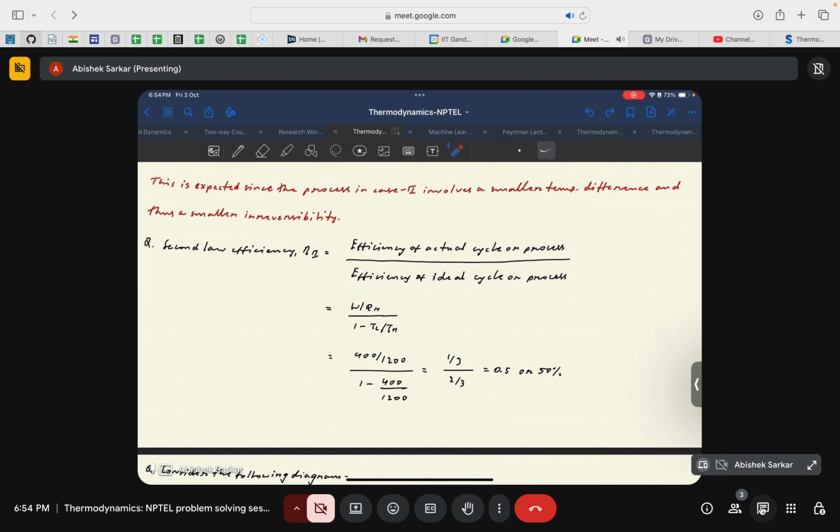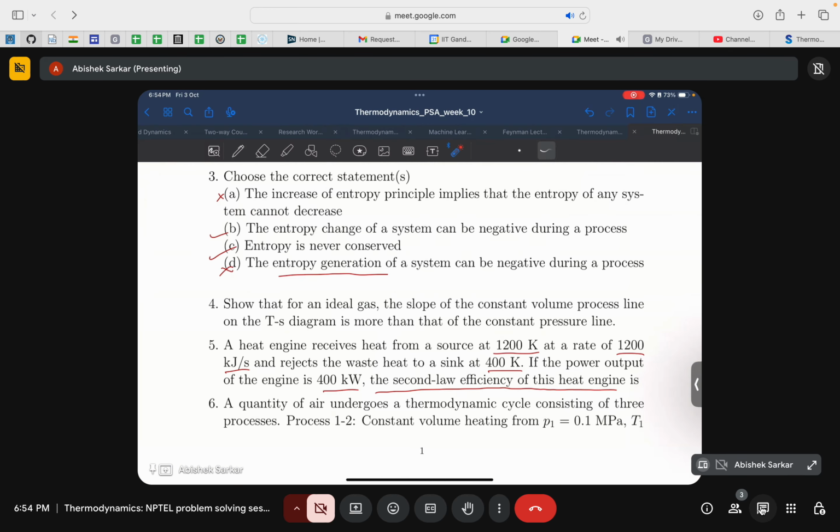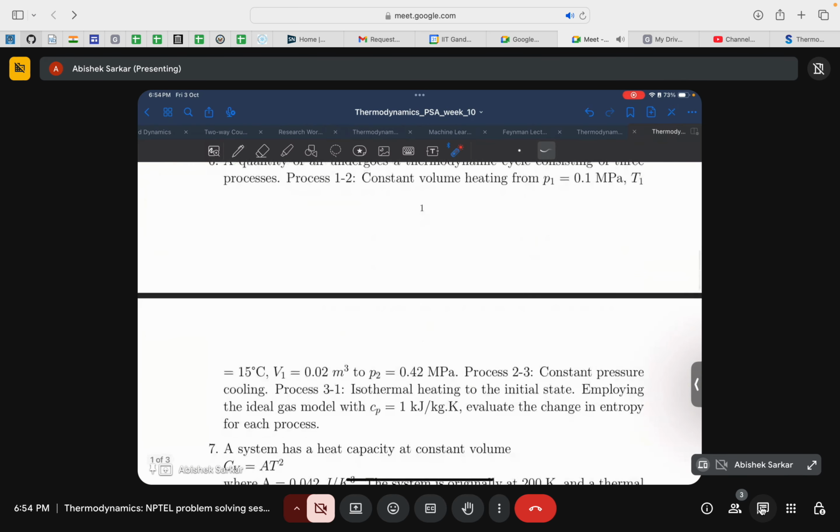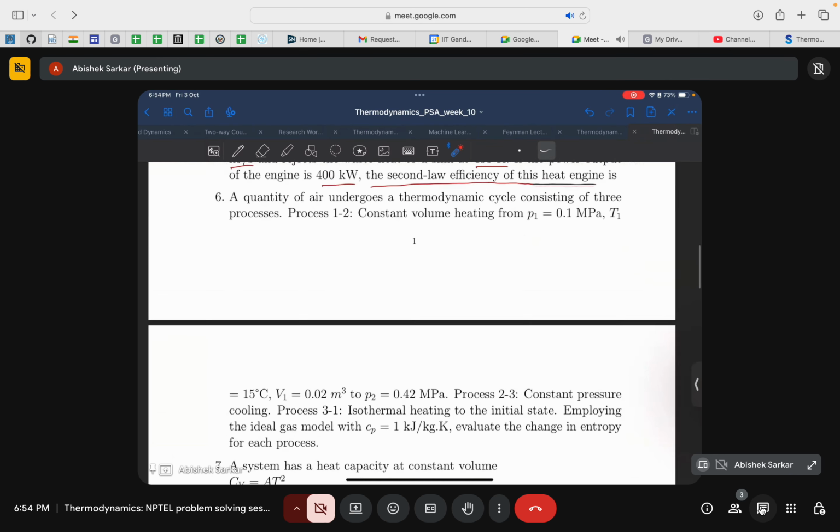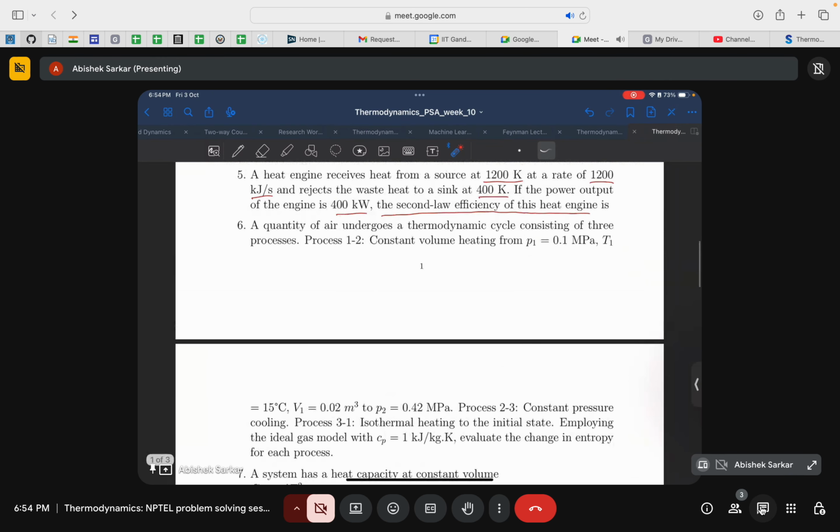Maybe we can try the next question. I think for this I need to zoom out a bit. I think the question is still visible. You can try this part.